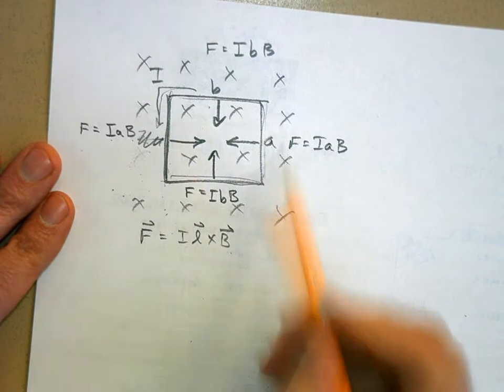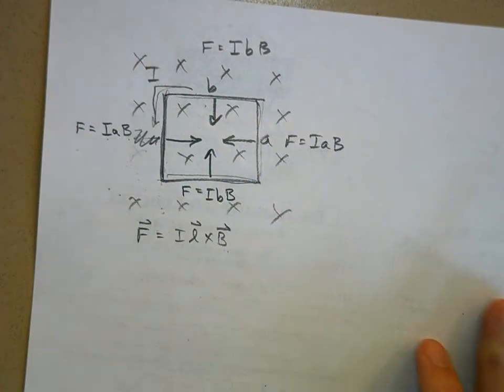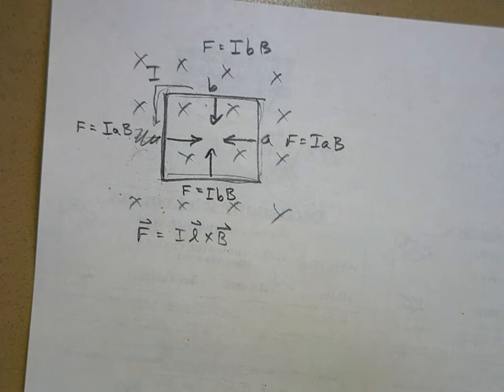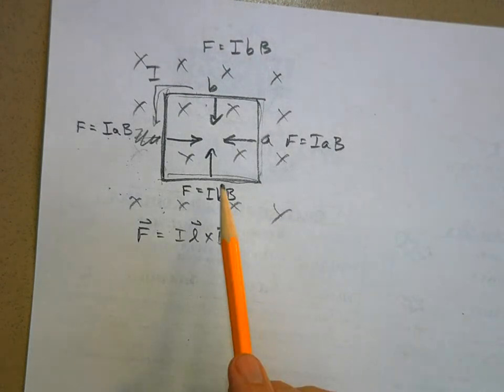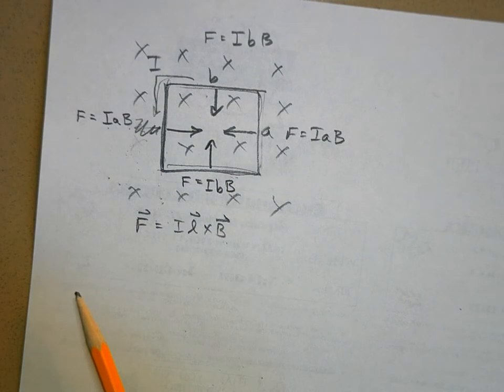And look what happens. All these forces cancel each other out. There's no net force on this loop of wire in this magnetic field. There's no torque either. Okay? So now this is going to be important. This is going to be important here in a minute.